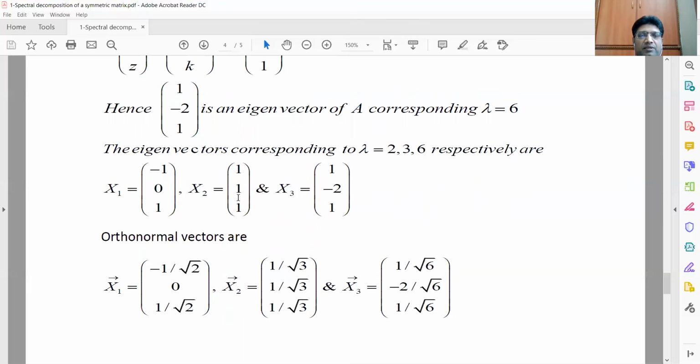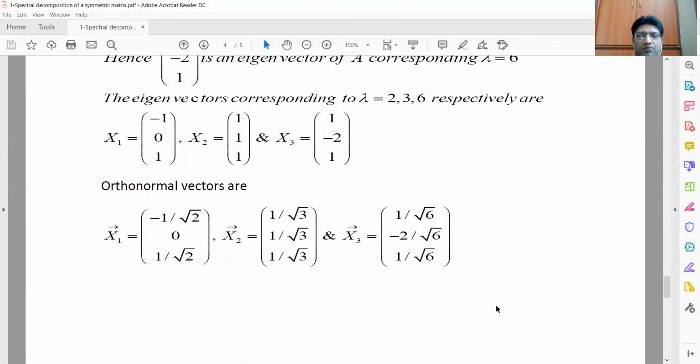Then I can calculate the corresponding orthonormal vectors. For that, I have to divide each vector by its norm. What is its norm? Square root of minus 1 whole square plus 1 square, which is root 2. So I am dividing this vector x1 with root 2, and the resultant is this one. Similarly, this norm is root 3, so I am dividing this with root 3. Similarly, the norm for this is root 6, and I am dividing. So I got x1, x2, x3, which are orthonormal vectors.